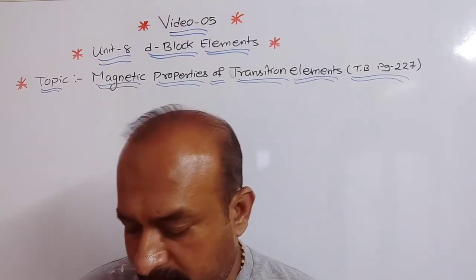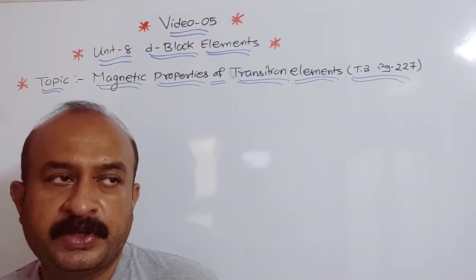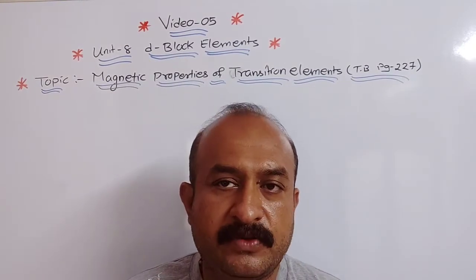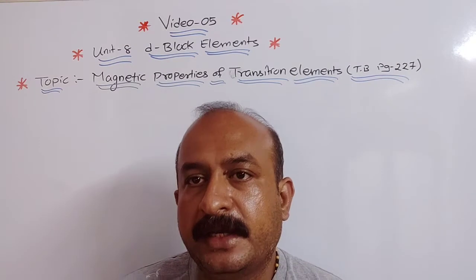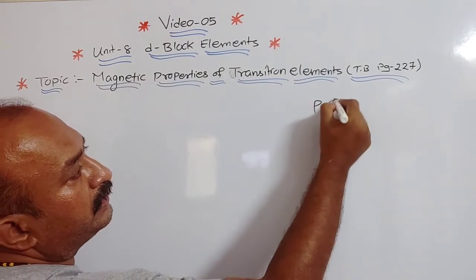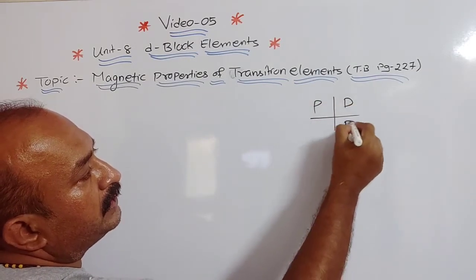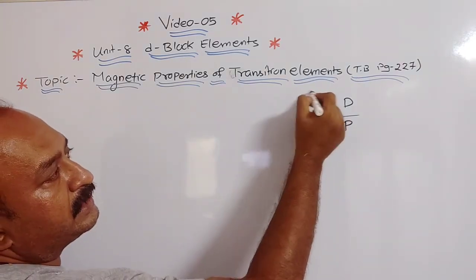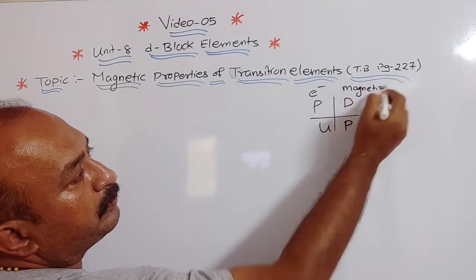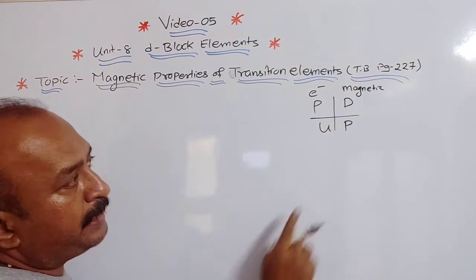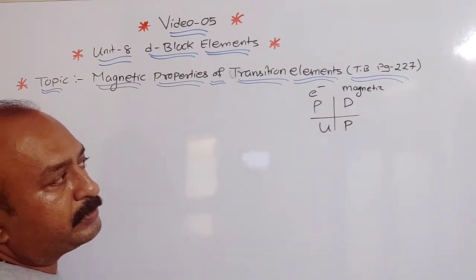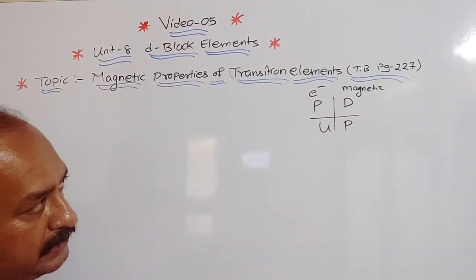Now, in magnetic property, you must have heard that we see two natures, paramagnetic and diamagnetic. I gave you one simple trick: P D, P U. If paired electrons are there, the magnetic property is diamagnetic. And if unpaired electrons are there in the d orbitals, we call it paramagnetic. Understood?